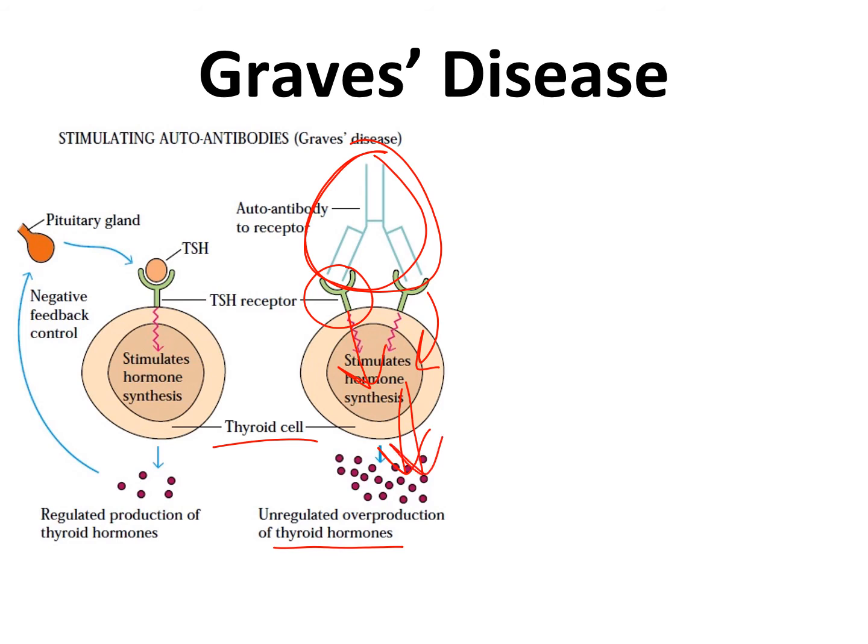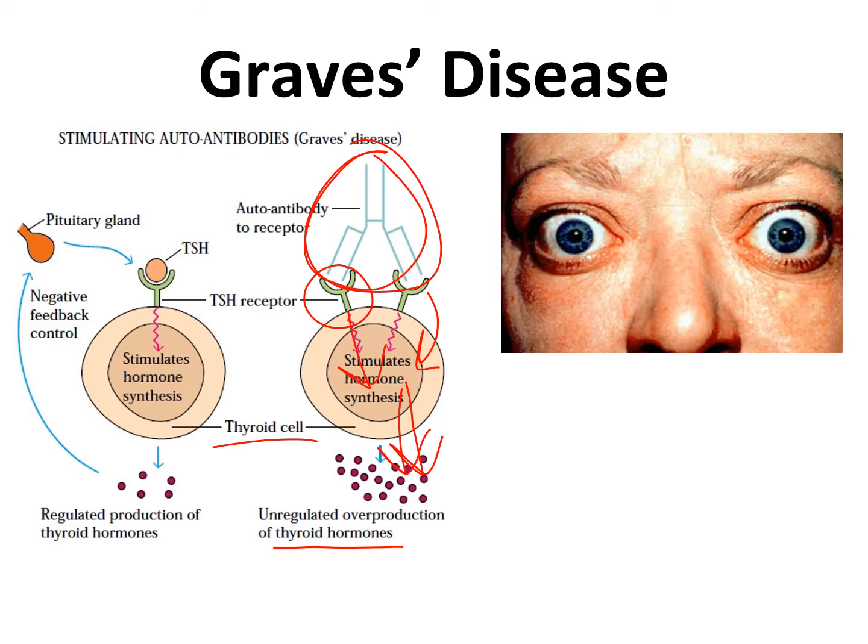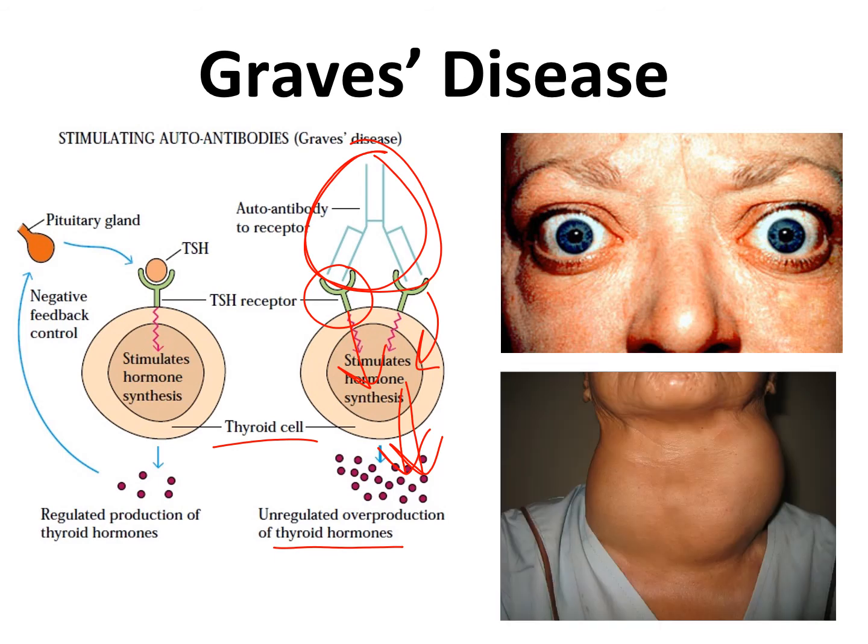normally should. Some symptoms of Graves' disease are bulging eyes, so you can see that in some of the individuals who have it. And also, if it's untreated Graves' disease, you would see a goiter, where the thyroid would swell.